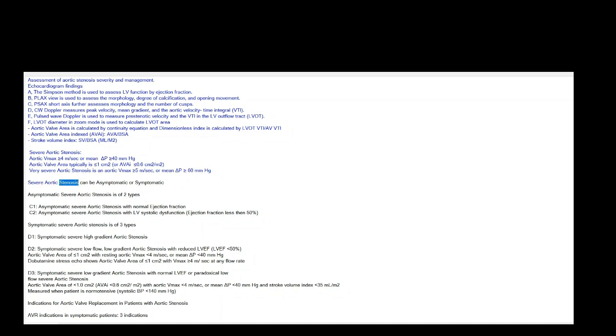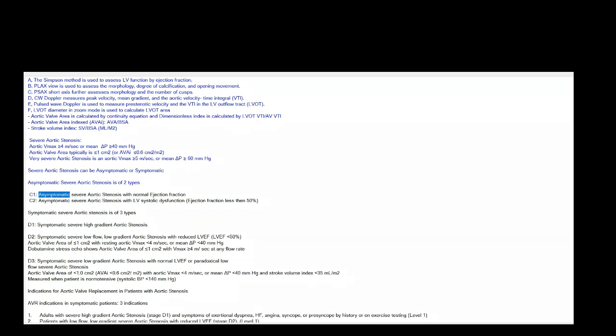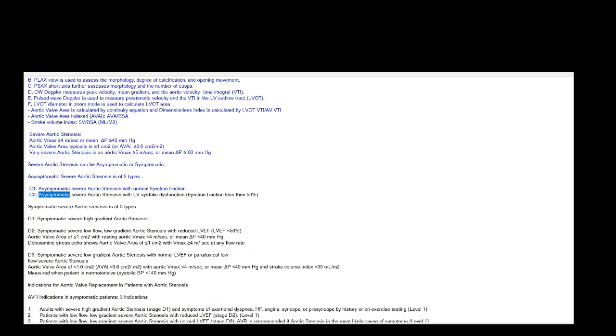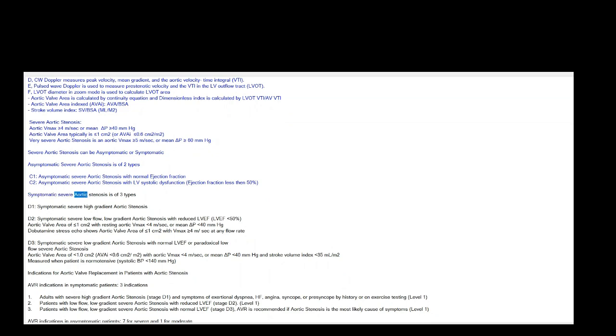Severe aortic stenosis can be asymptomatic or symptomatic. Asymptomatic severe aortic stenosis is of two types. C1. Asymptomatic severe aortic stenosis with normal ejection fraction. C2. Asymptomatic severe aortic stenosis with LV systolic dysfunction, ejection fraction less than 50%. Symptomatic severe aortic stenosis is of three types.